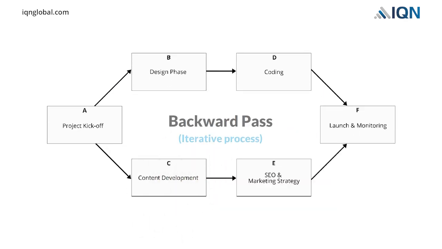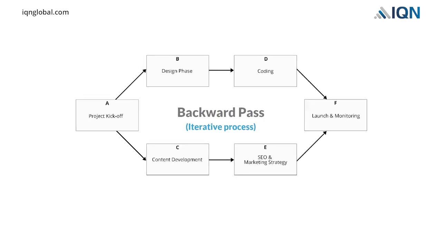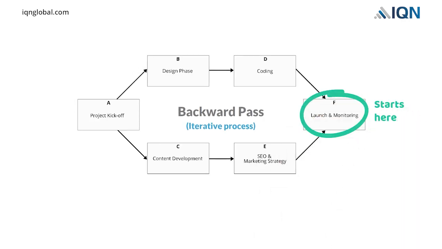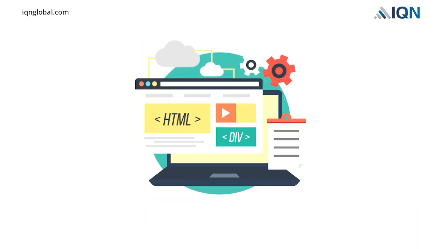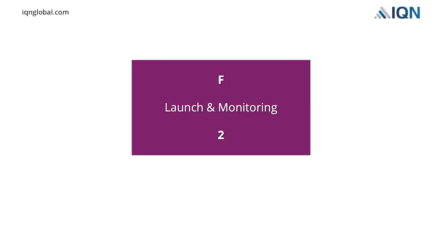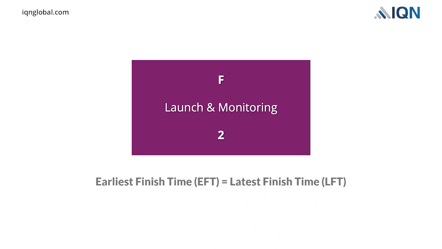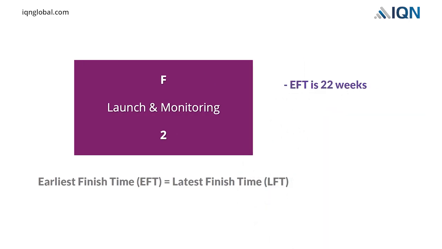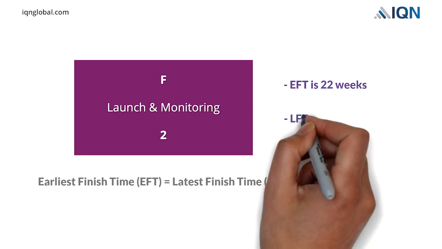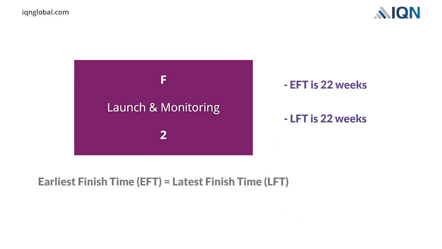The backward pass is an iterative process, just as the forward pass is. The difference is that we begin the subtractive process at the end of the network with the final node. In the context of our website development example, we begin the backward pass with the last node, activity F. The earliest finish time, EFT, and latest finish time, LFT, for the last node of any project will be the same. From previous discussions, we already know that the EFT for activity F is 22 weeks. So, LFT for activity F is also 22 weeks.